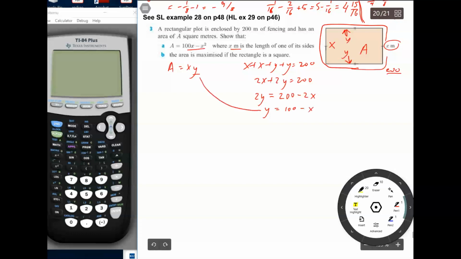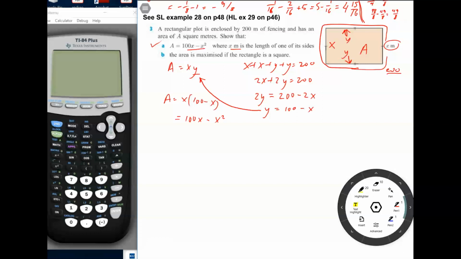Then I'm going to put that here. And now I have area equals x times 100 minus x. Then I can distribute the x, and then I get exactly what they had, right? Okay, so that was that.